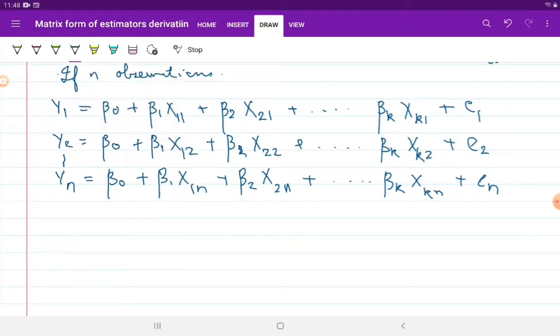Now this form of equations can be much more easily represented if you use matrix notation. So in matrix form, I can write this as matrix y is equal to x times beta plus e, where y represents a column matrix of all the observed y values. So its dimensions would be n cross 1. Remember, row comma column, or row cross column, is the format for the dimensions of the matrix.